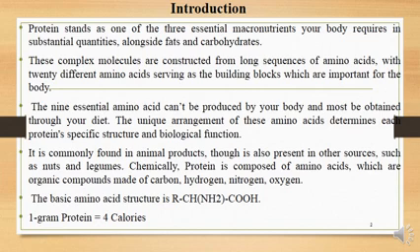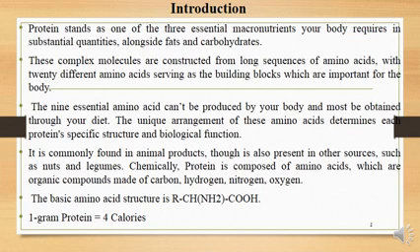These complex molecules are constructed from long sequences of amino acids, with 20 different amino acids serving as the building blocks which are important for the body. The 9 essential amino acids can't be produced by your body and must be obtained through your diet. The unique arrangement of these amino acids determines each protein's specific structure and biological function.